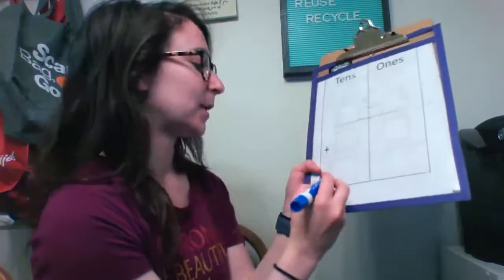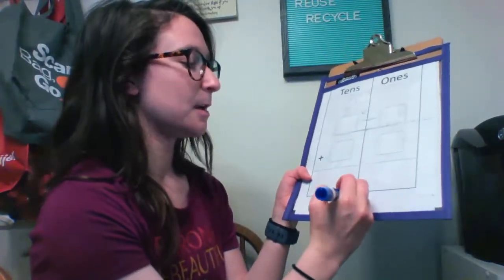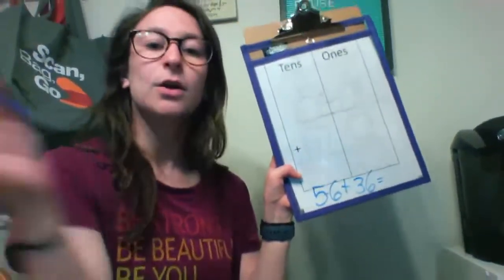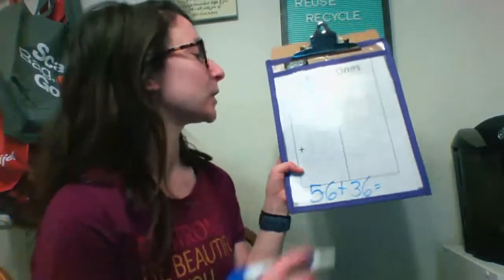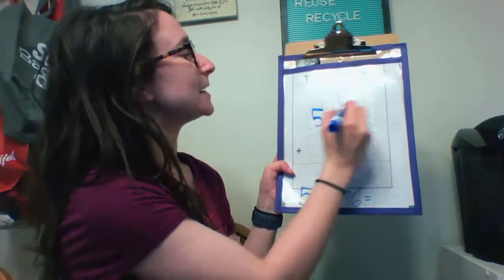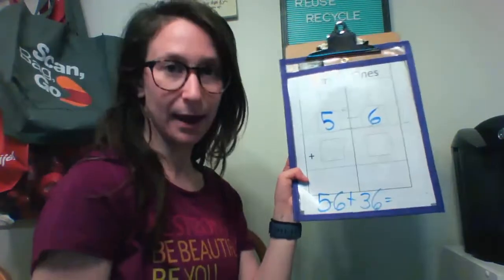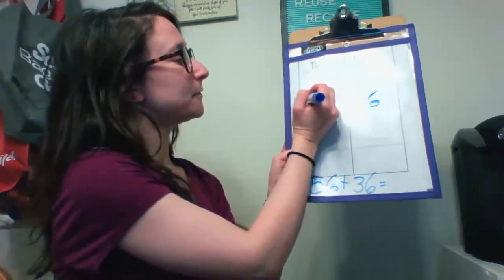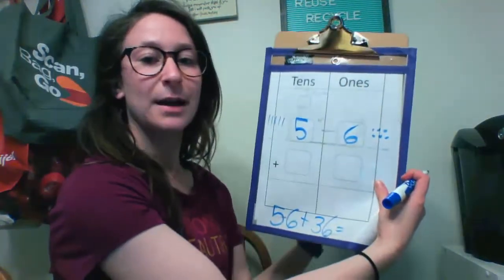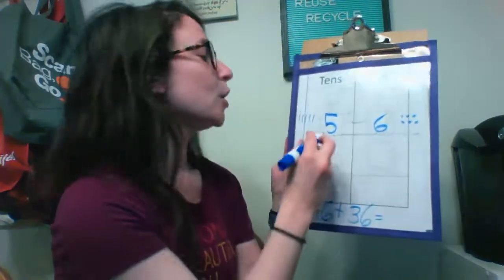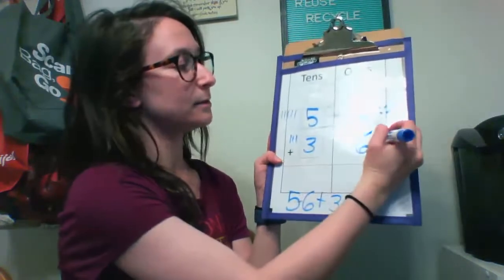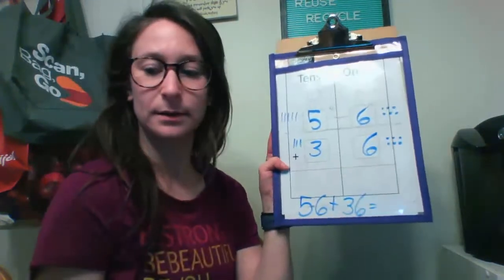All right. Let's do 56 plus 36 equals. So we're going to put 56 in our first part of our vertical regrouping addition. 56 is 5 tens and 6 ones, right? And now we're going to do 36, our other addend. 36 is 3 tens and 6 ones.